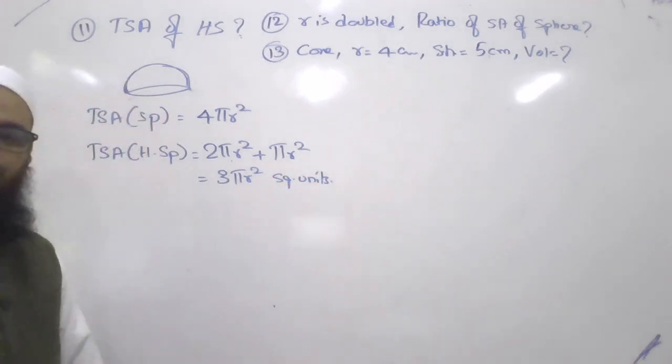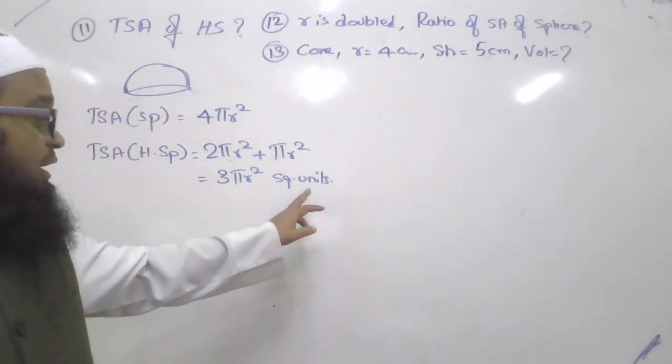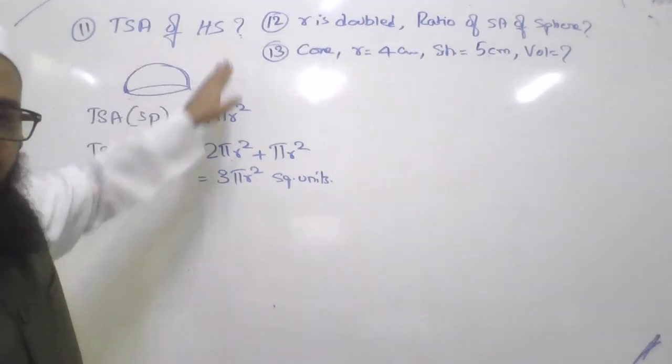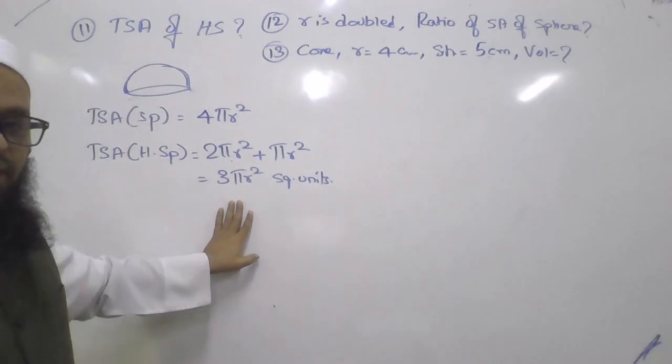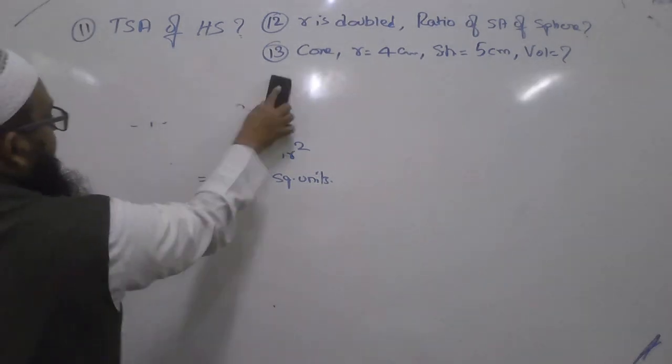Whenever you write the formula of any 2D figure or 3D figure, do not forget to write units. Okay, so the total surface area of hemisphere is 3 pi r square. Understood, my dear students? So let us go for the 12th one.